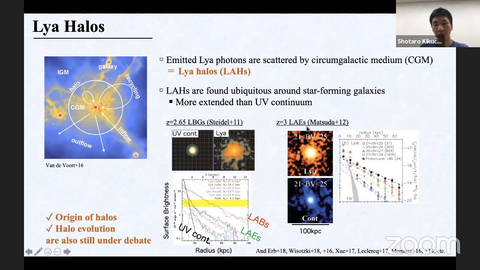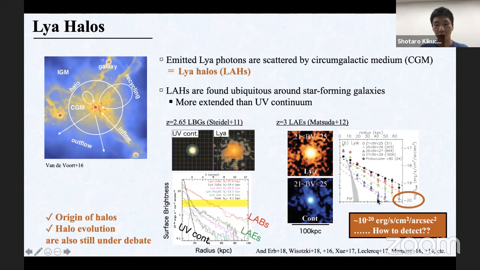And Matsuda et al. 2012 observed redshift 3 Lyman-alpha emitters. This shows the snapshots. They derived the surface brightness radial profile, and it goes down to the order of 10 to the minus 20. So here is the question: how largely extended are the Lyman-alpha halos? Also, the origin and the evolution of the halos are still yet to be understood enough. We want to answer these questions, but there is one technical difficulty, the detection limit.